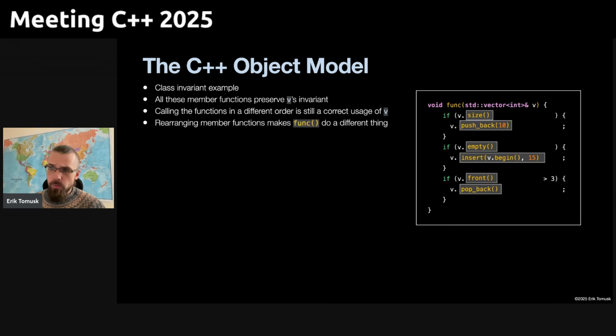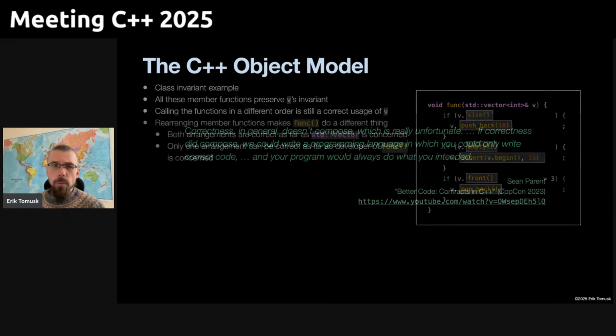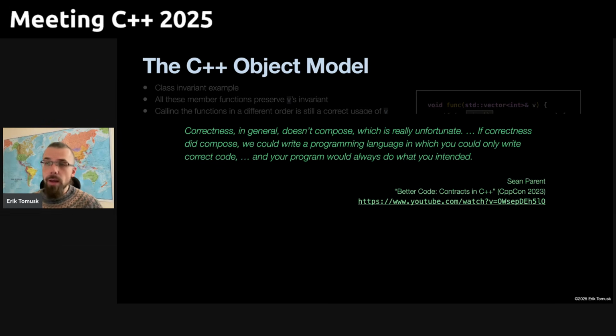Obviously, calling the member functions in a different order makes my function do something different. But both arrangements are correct as far as the vector is concerned. It's worth noting that only one of these arrangements can be correct as far as my function is concerned. So this helps us see the value of invariance, but also the limit of invariance. The way I like to put this, borrowed from Sean Parent, is that correctness is not composable. I can use a vector in a correct way, but that doesn't mean my code will do what I want it to do. It will do something that's correct with respect to the vector, but it might not be correct with respect to my intent.